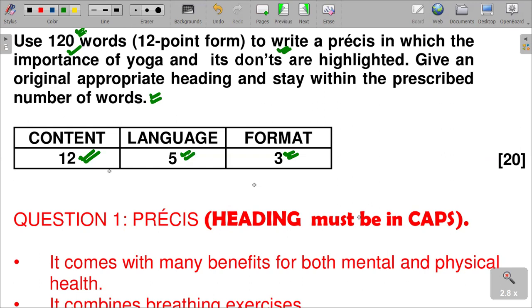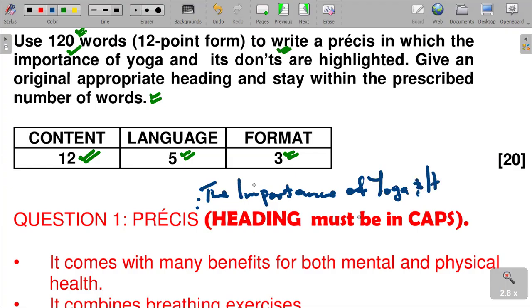The importance of yoga, precisely, and then I just put this so then you can know the importance of yoga and its don'ts. So this is the heading, but I'm saying it must be in caps. It must be in caps, class. It must be written in caps.